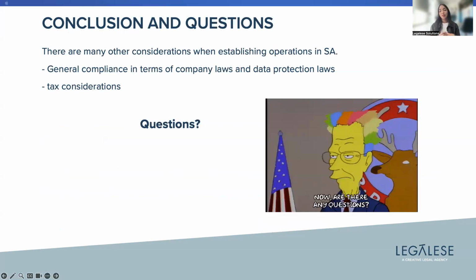So thank you, everyone. We have come to the conclusion. As I said earlier, there are many other considerations when setting up operations in South Africa. Importantly, there is general compliance, for example, in terms of company laws, where you set up a nonprofit company. Also, data protection laws, especially with regards to the processing, storing and sharing of personal information, as well as tax considerations. Public benefit or tax exemption status is not the only tax consideration. It's important to do a due diligence on these aspects.